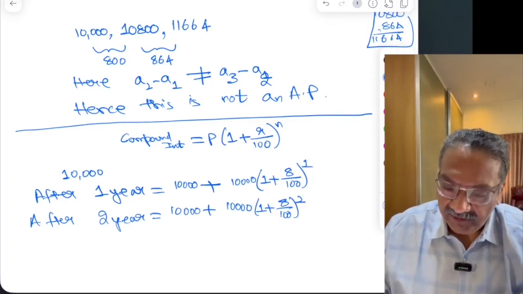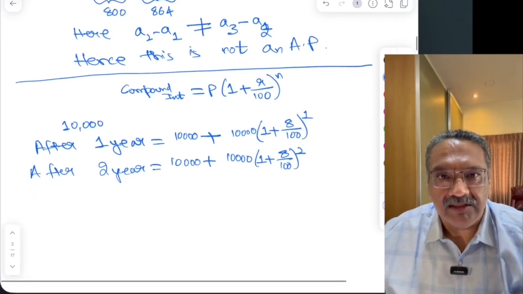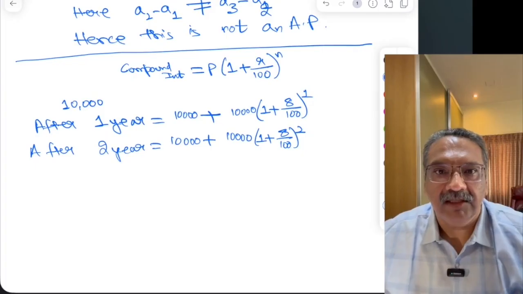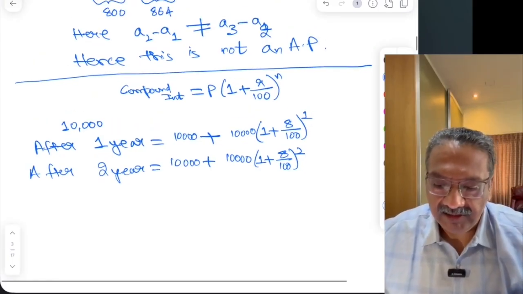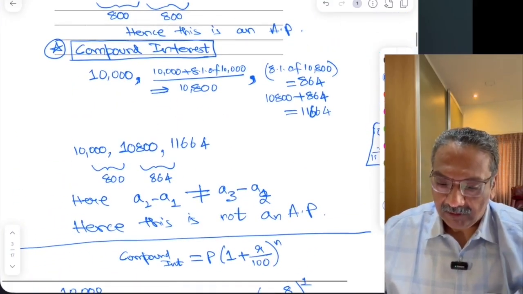The answer, whatever you get, is the same. So, based on this also you can do the calculation and you will get the same. Here also you can prove that this is not an arithmetic progression, but this is the easier method and you can follow this method only. Okay.